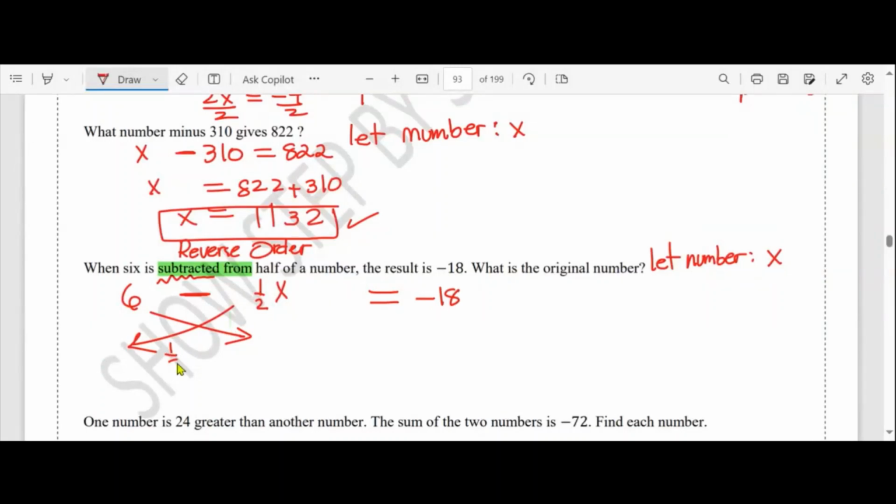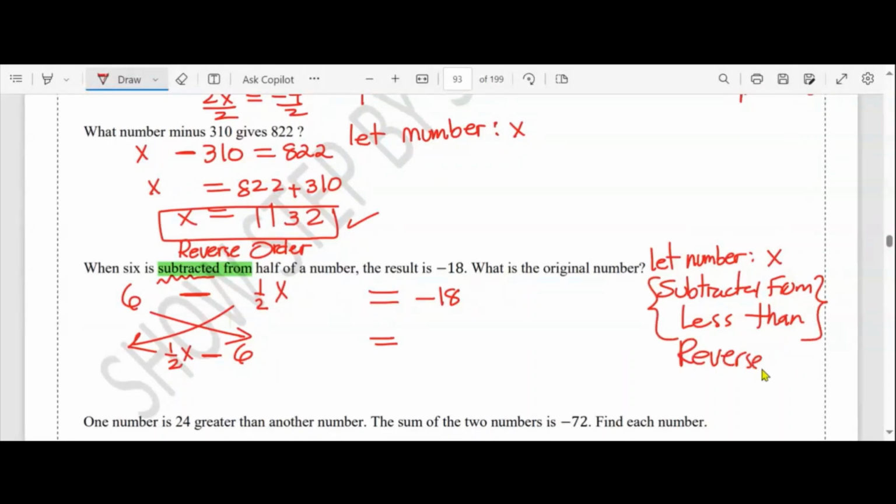So it's going to be what? Half x minus 6. Why do I flip? Because the rule says subtracted from, you have to reverse the order. Subtracted from or less than. Both of them, if you remember, we have to reverse the order. So now I have to move the negative 6 to the other side, and it becomes positive 6, correct?